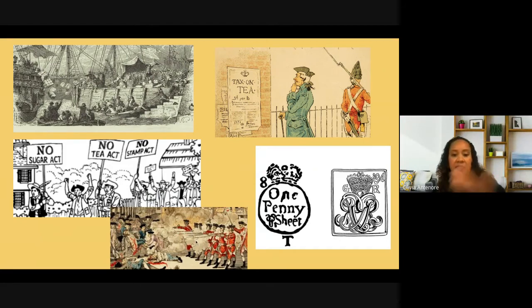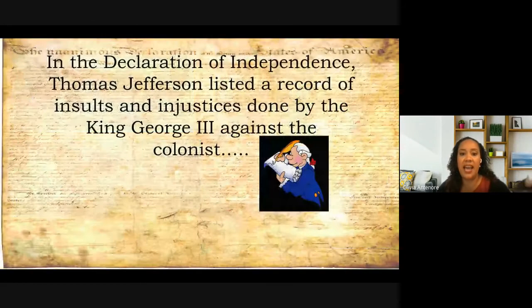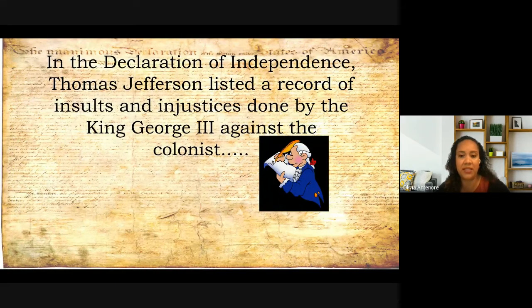Okay, and then you have the picture here of the Boston Massacre. So eventually war will happen. Now, the Declaration of Independence was written by Thomas Jefferson, and it's basically a letter. In this letter, he lists reasons why the colonists want to break off from England and want to create our own nation.